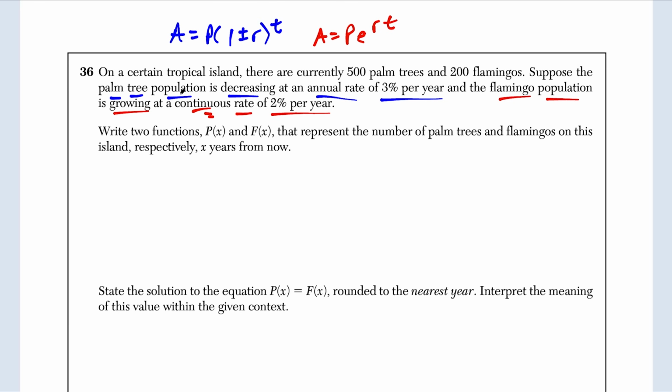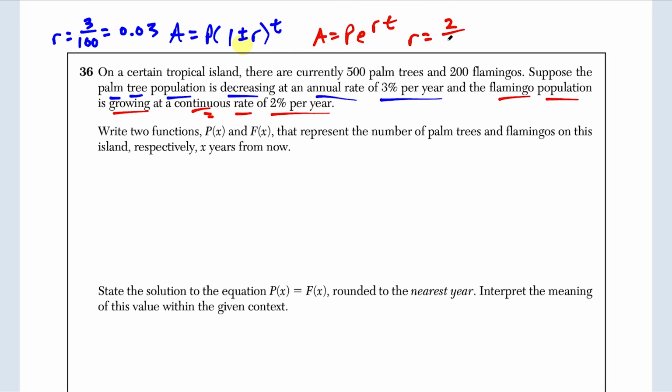So then think about for the first part here, for the palm trees, we have the population is decreasing. So that means we're going to be going with the minus here. Plus or minus means if we had population growth, we would do 1 plus r. And since the population is decreasing, we're going to go with 1 minus r. So r represents the rate here, and the rate is 3%. So we just have to write 3% as a decimal, which we could find by doing 3 over 100, which is 0.03. And then for the stuff in red, our rate here is 2%. So r equals 2 out of 100, and as a decimal, that's 0.02.